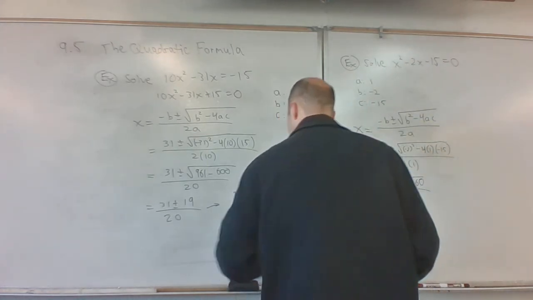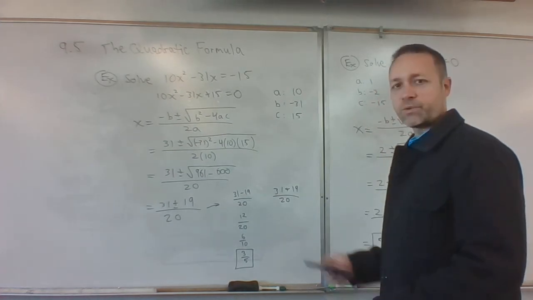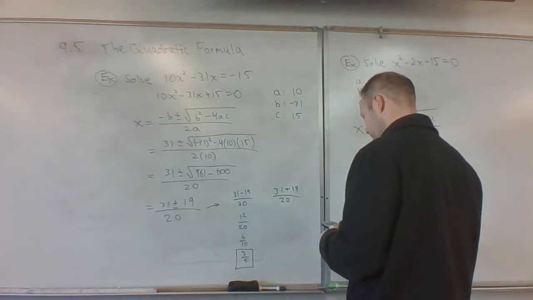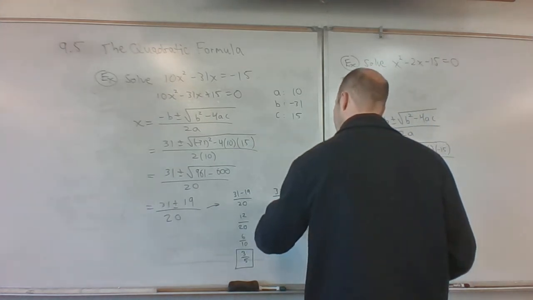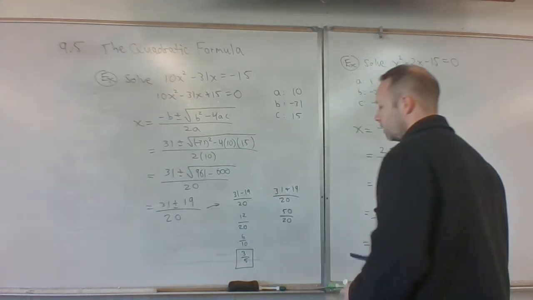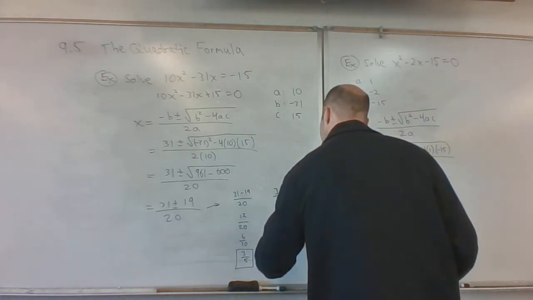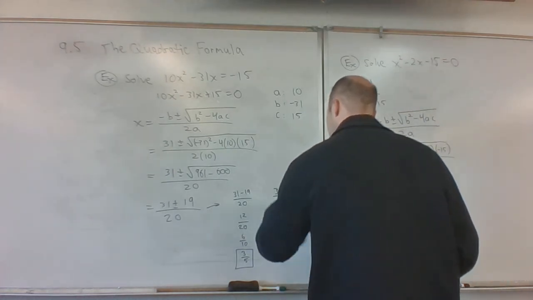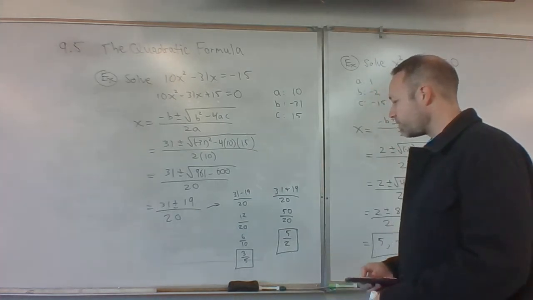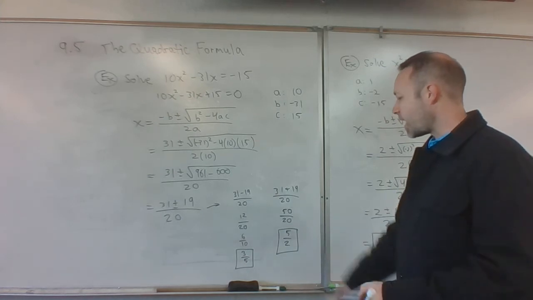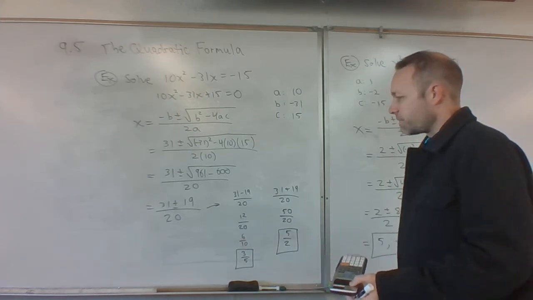3/5. That doesn't reduce any further. That's one of my answers. And then let's see what happens here. 31 plus 19 is 50. So I have 50 over 20. Well, I can divide both the top and the bottom by 10, and that just gives me 5 halves. So those are my two answers. 3/5, which should be 0.6, and then 5 halves, 2.5.